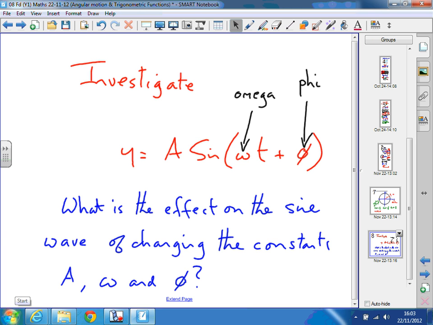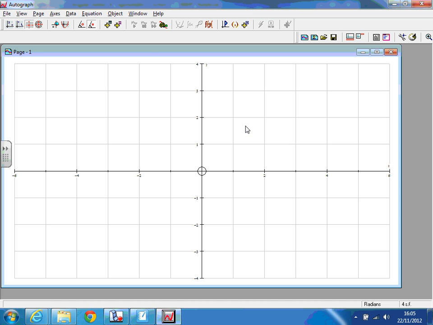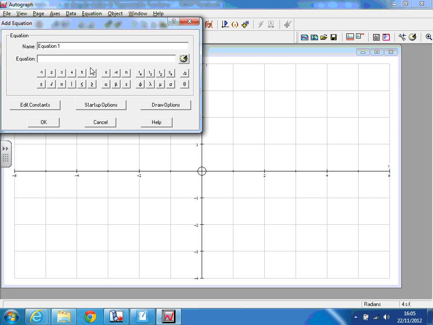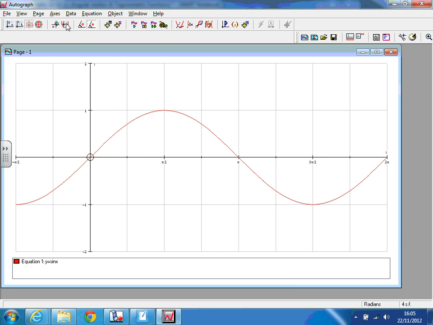So if I fire up Autograph, once you've got it fired up, if I type in the equation y equals sin x, it will plot the function y equals sine x. There it is. Now, I would quite like to see it in radians, so check the radians button, not the degrees button. If you hit the default scales, it's worth doing, because then it gives it to you in terms of pi.